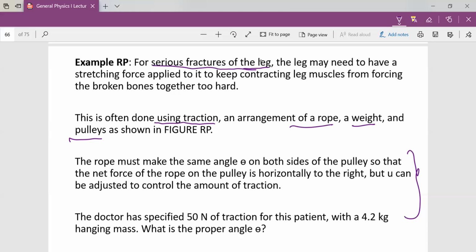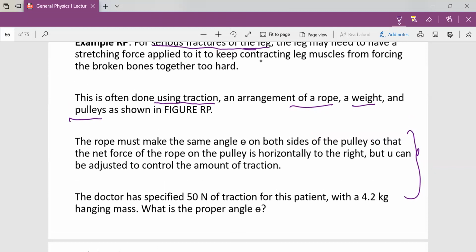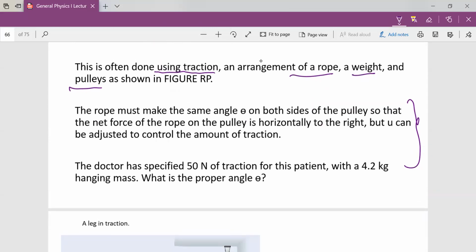Okay, so traction, as we will see in the next figure, is the arrangement of rope, weights, and pulleys. So the rope must take the same angle on both sides of the pulley. Why is the emphasis on the angle? Because it is that angle that will help you properly set or define the kind of force you apply, given the principles as stated in the tactics.